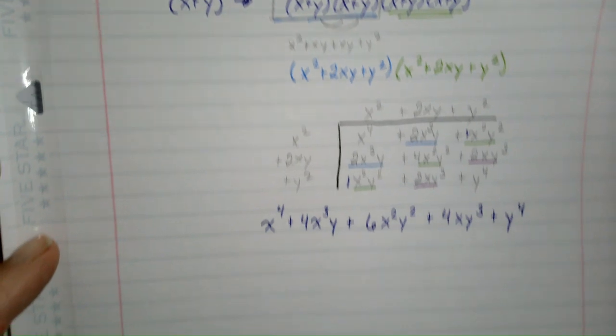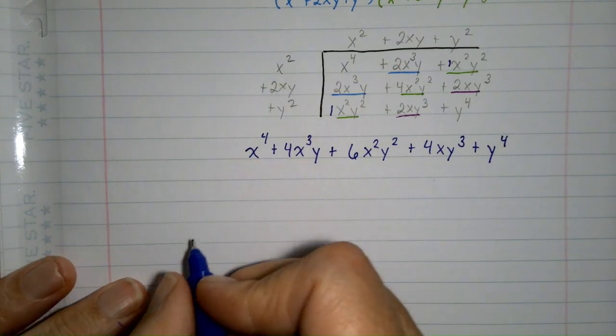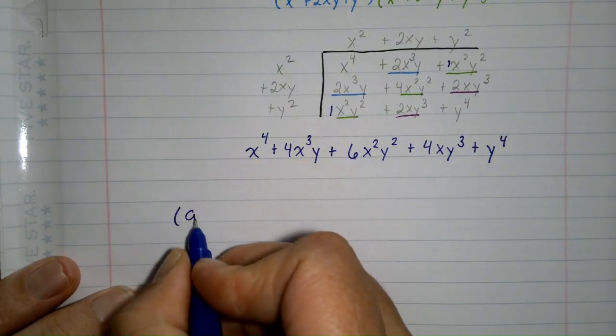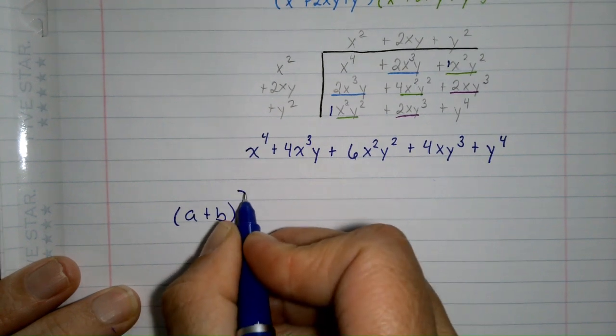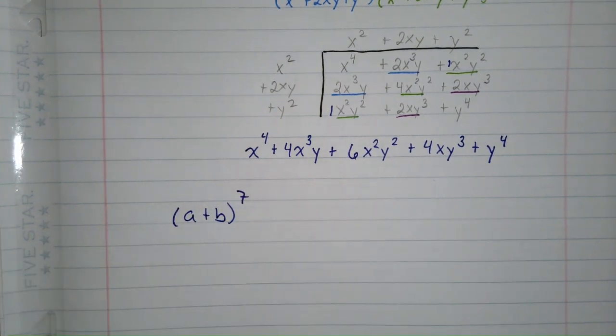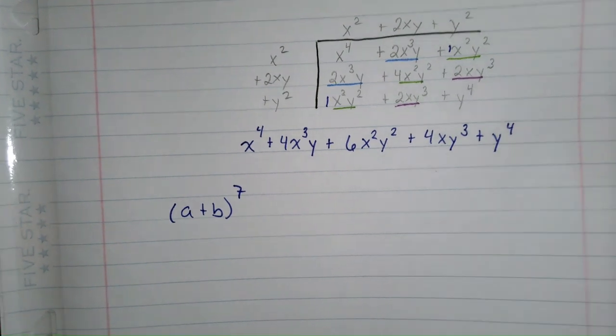Great. Now I want you to do a plus b to the 7th power. Hopefully you just said, you've got to be joking, right? I am. I'm not going to do that by hand. I'm going to use a shortcut. But in order to use the shortcut, I have to teach you the shortcut. So we're going to go with a side note of Pascal's triangle.